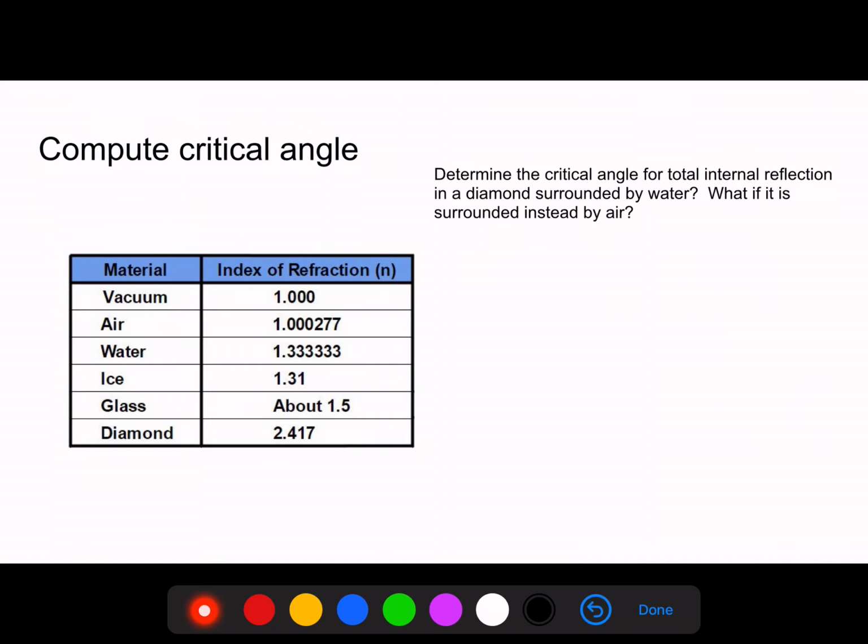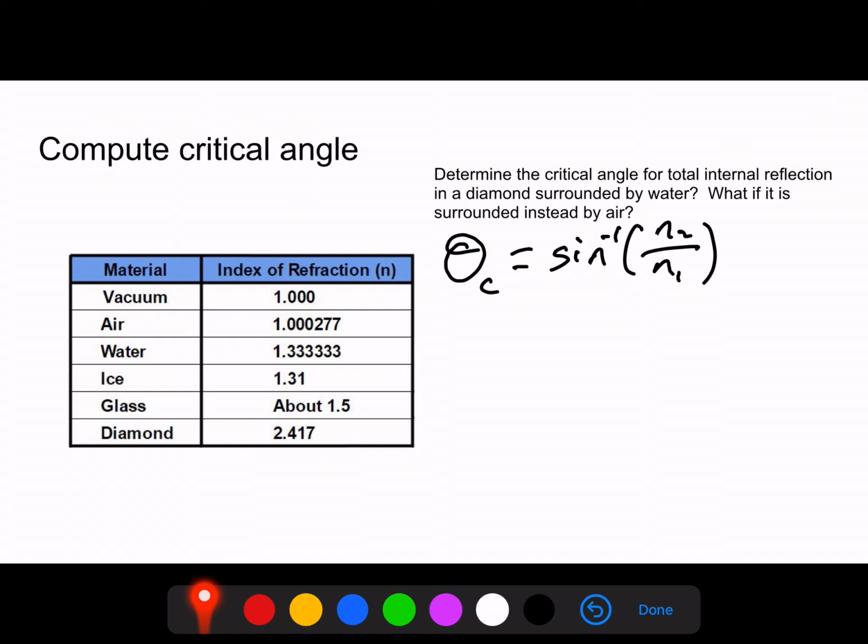Okay, so we're going to take the equation that we just derived on the previous page, that the critical angle is going to be the inverse sine of N2 over N1. And we're going to plug in the values that we see here on the chart for the two substances involved, which are water and diamond. Okay, so the N2 is going to be the water and the N1 is going to be the diamond, right?